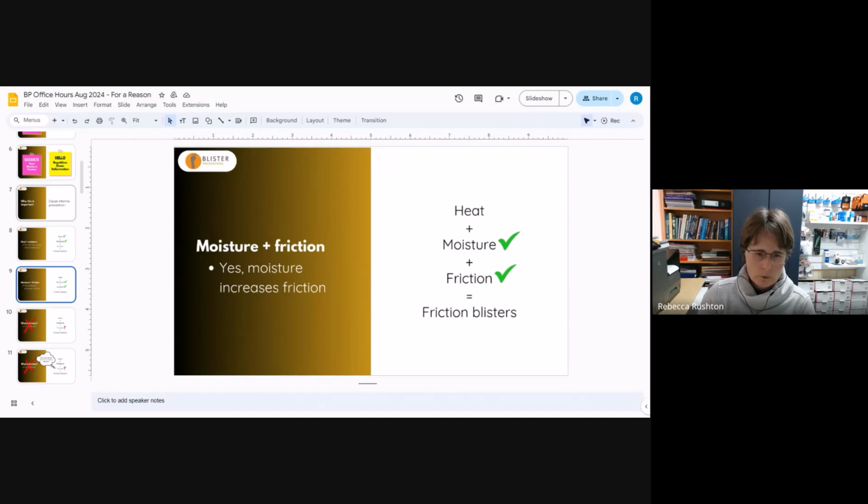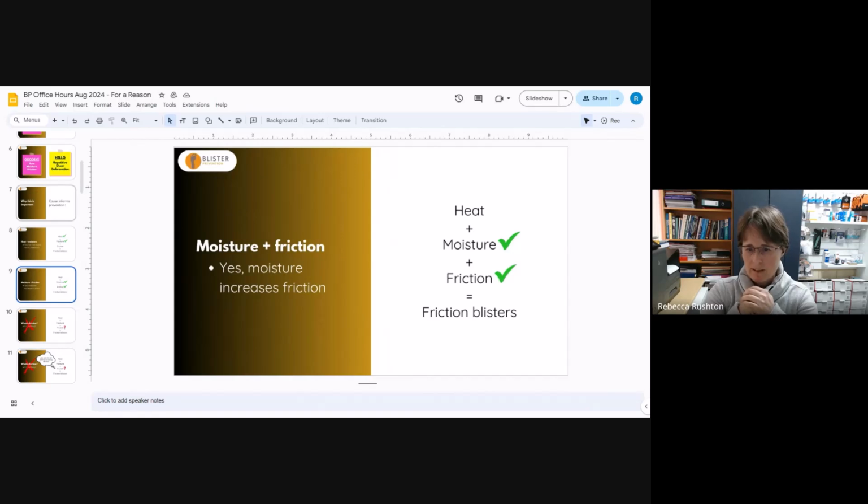We know that moisture increases friction levels. So if you compare to dry, when two things are in contact with one another and they're dry, there's a lower friction force than if there was moisture in between. So yes, that does increase friction. However, what is your understanding of friction in this scenario?